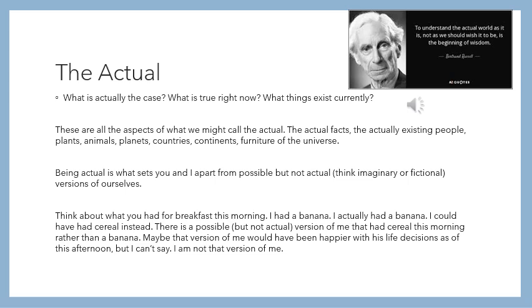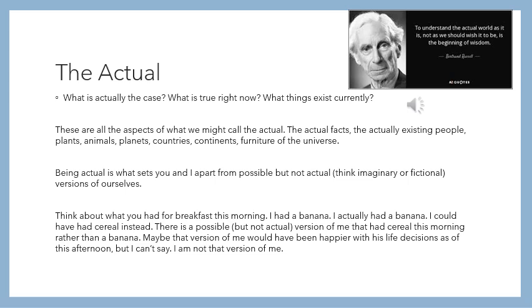These are all aspects of what we might call the actual world: the actual facts, the actually existing people, plants, animals, planets, countries, continents, the furniture of the universe, the things that actually exist. Being actual is what sets you and I apart from the things that are merely possible, but not actual. You might think in terms of imaginary or fictional characters, or even imaginary or fictional versions of ourselves.